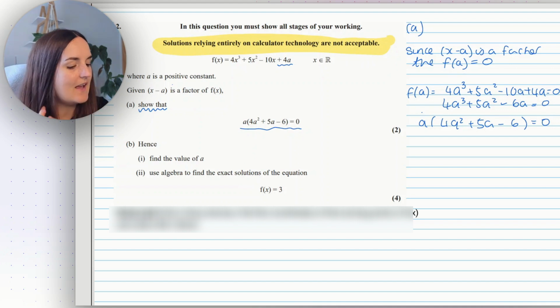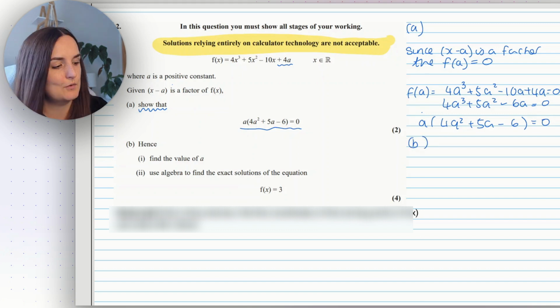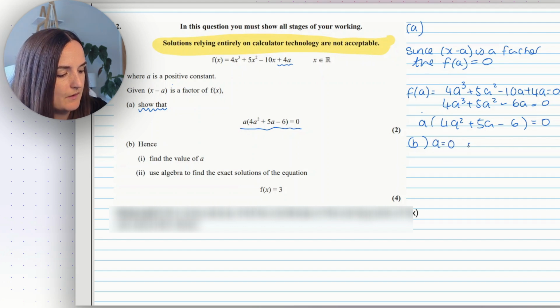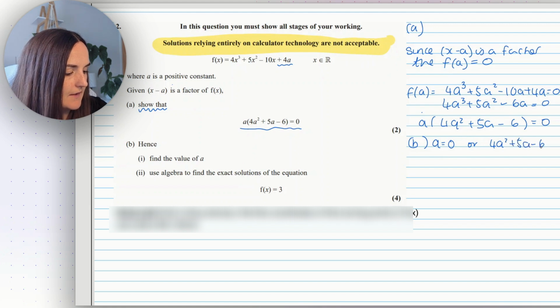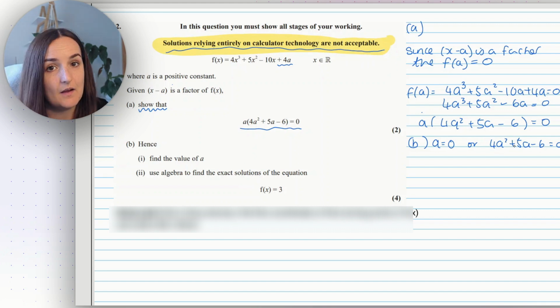And then part B says, hence find the value of a. Now this part B really is just solving quadratics. When you've got something times something, then you know one of those things needs to be 0. So either a equals 0 or 4a squared plus 5a minus 6 equals 0. And then you've got to solve this quadratic. Now, I would pay attention to this. Normally, you would probably type this into your calculator to get it solved, but you're going to need to factorize because it says you can't use your calculator in this one.